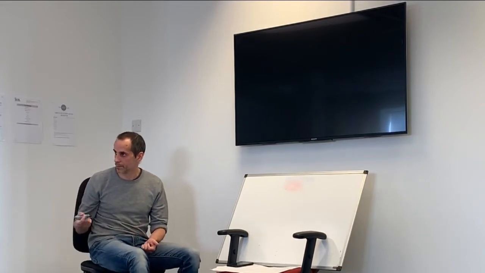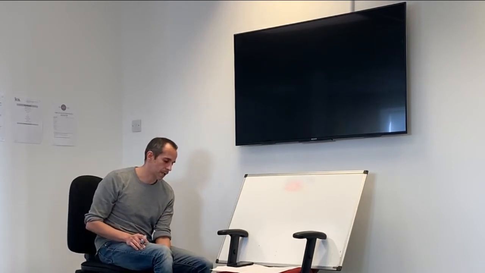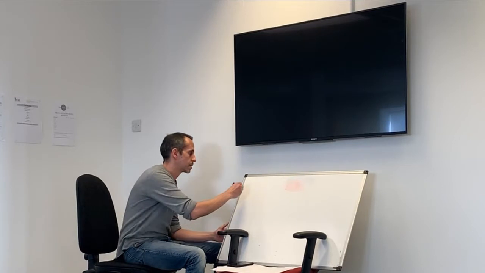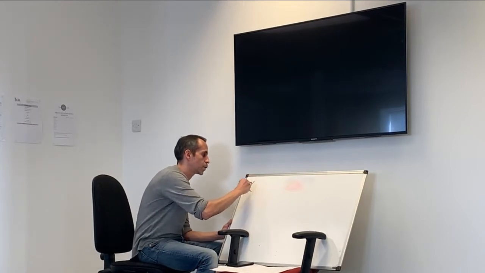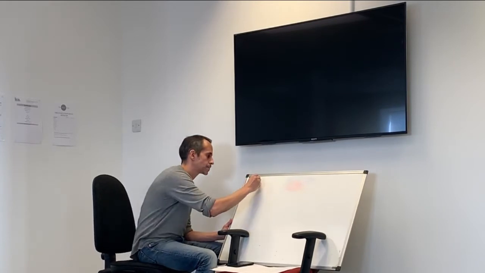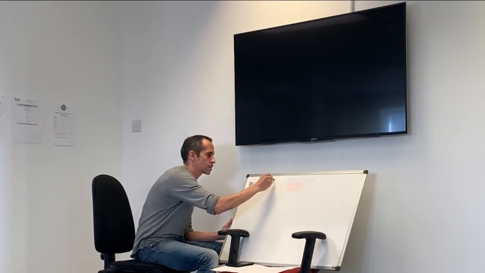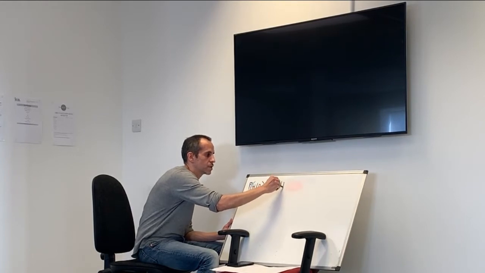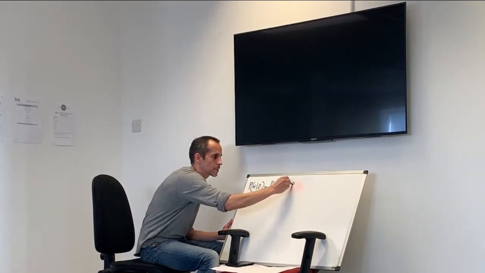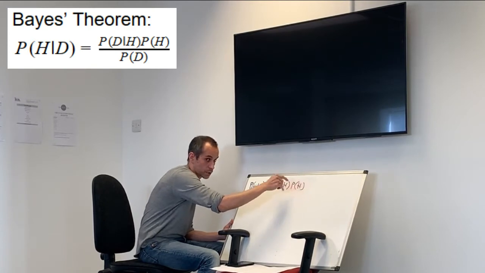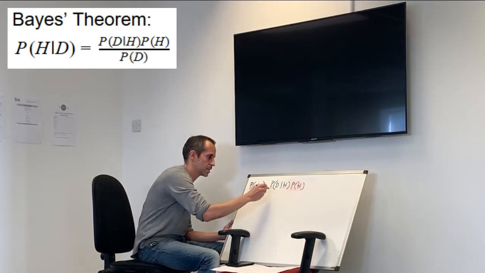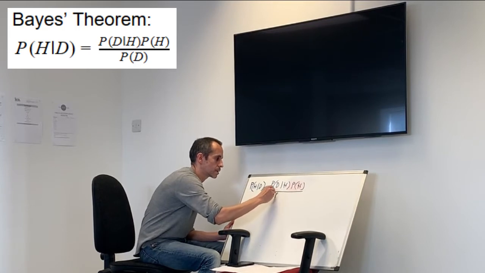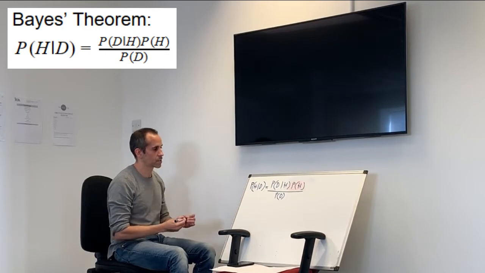Have you heard of Bayes' theorem? So Bayes' theorem has to do with conditional probability. The idea is that the probability of your hypothesis being correct given the data that you see is equal to the probability of the data being generated by your hypothesis times the probability of, actually we call it the prior probability, we'll discuss this, divided by the probability of the data as generated. And we'll expand on this.